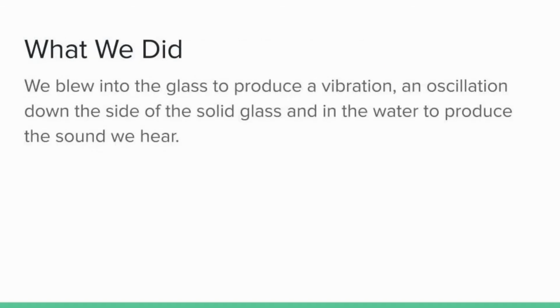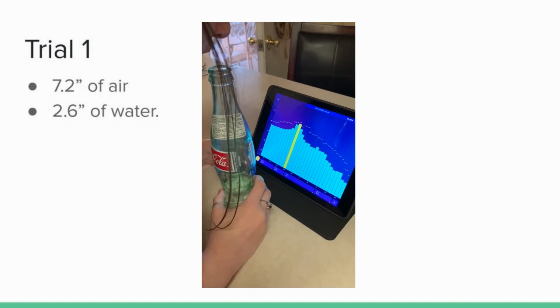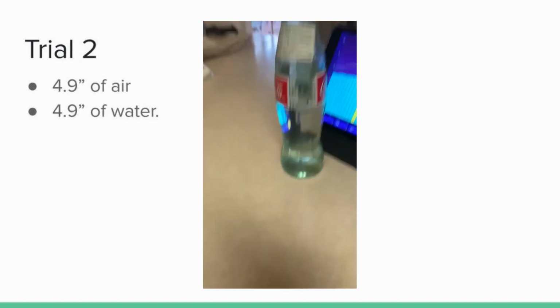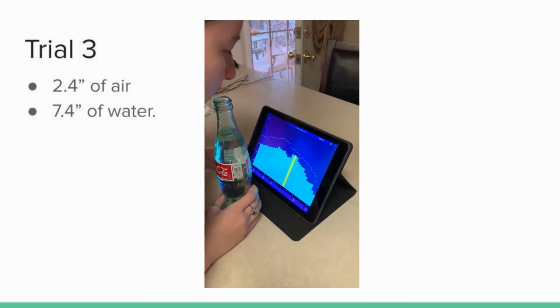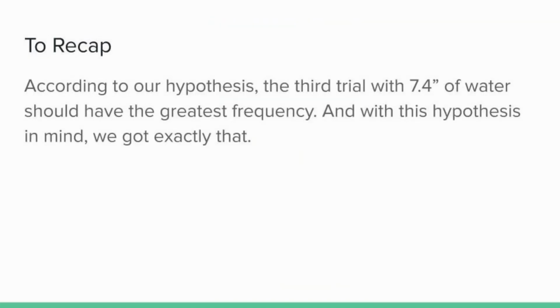From here, we blew into the glass to produce a vibration, which is an oscillation down the side of the solid glass and in the water to produce the sound that we hear. To recap, according to our hypothesis, the third trial with 7.4 inches of water should have the greatest frequency. With this hypothesis in mind, we got exactly that.